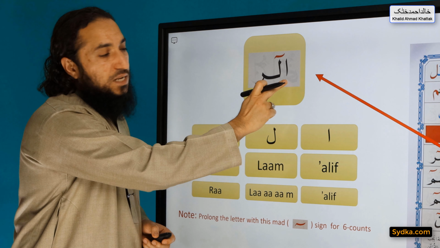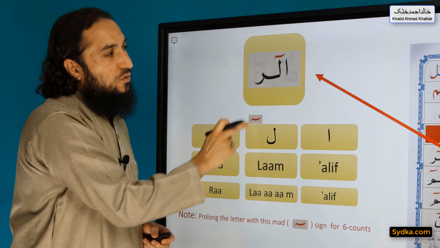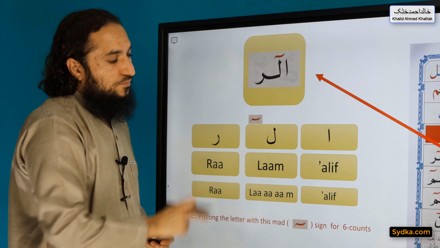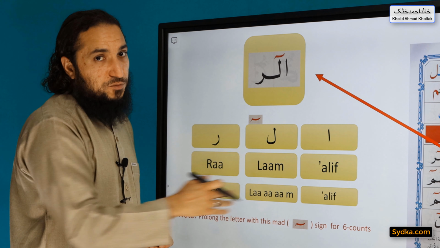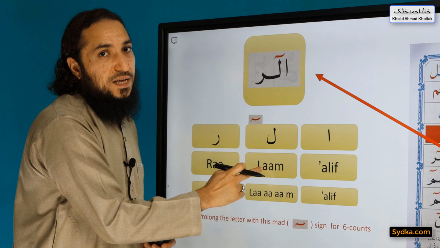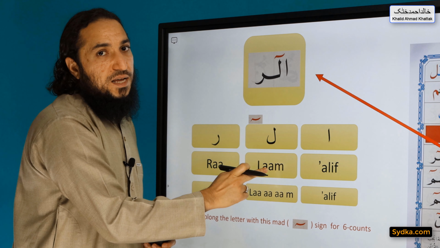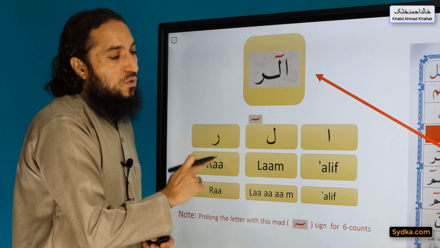So the first letter is alif, it doesn't have mad. The second one is lam, it has mad. The third one is ra, so only the lam has to be prolonged 6 counts. Alif lam ra, alif lam ra.